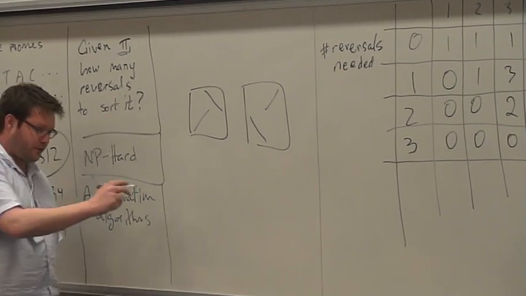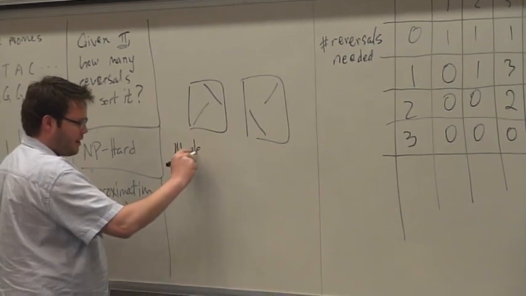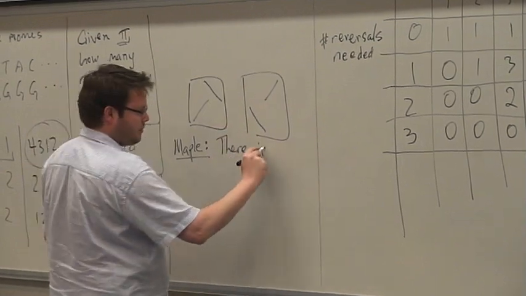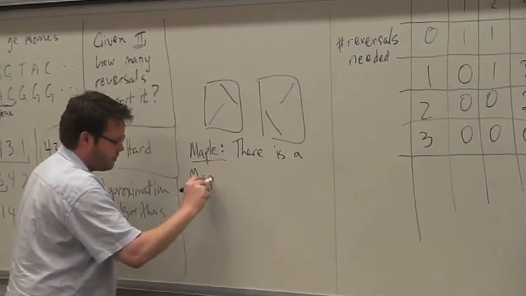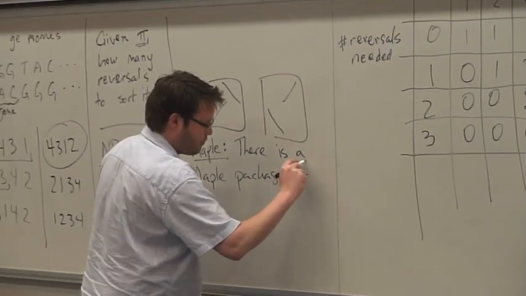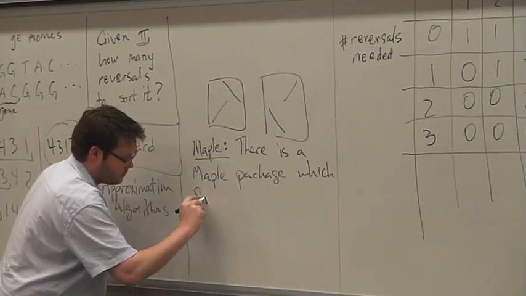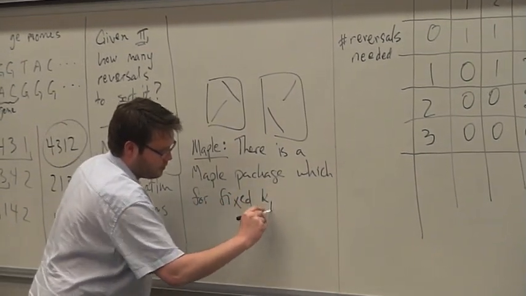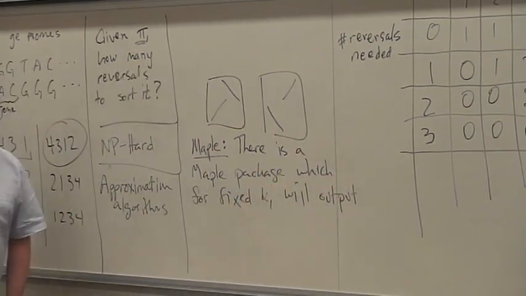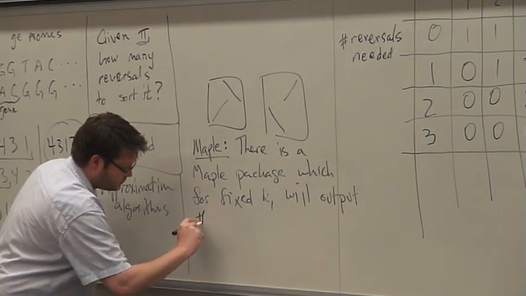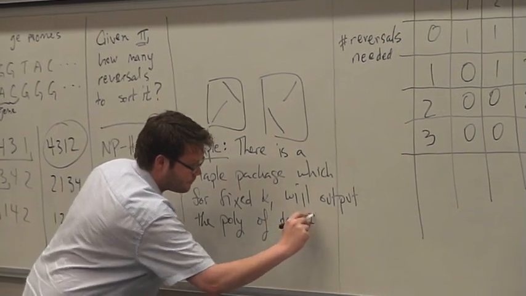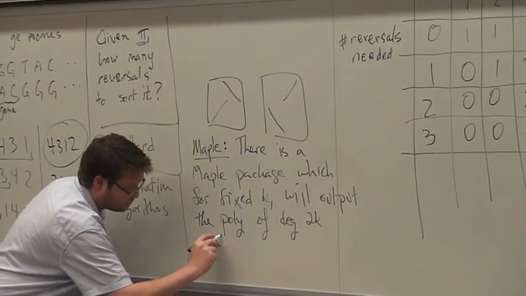Okay, so that's all I want to do is announce. I don't have a theorem to state, but I have a Maple package to state. So there is now a package which for fixed k will output, and actually, so this is always a polynomial and it's always of degree 2k. A polynomial with degree 2k, counting these permutations.